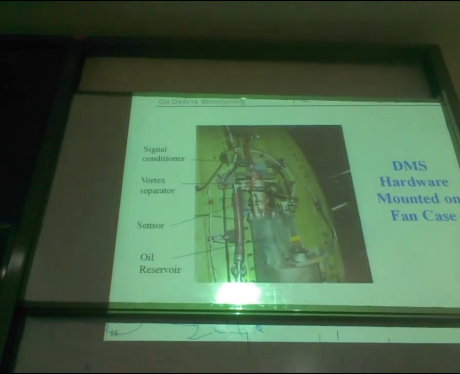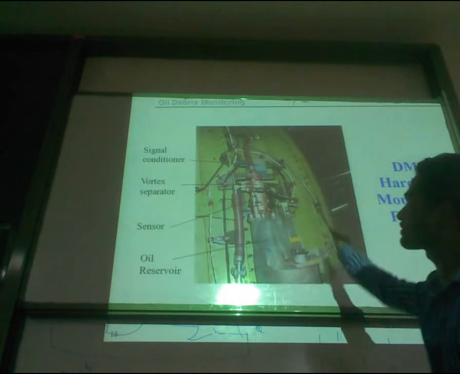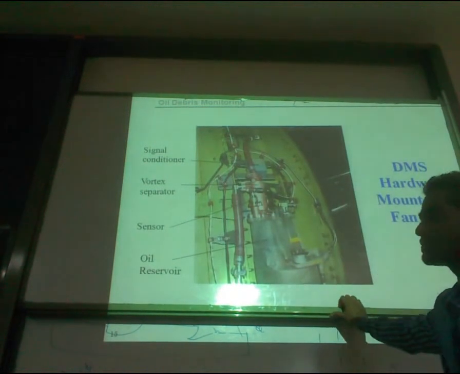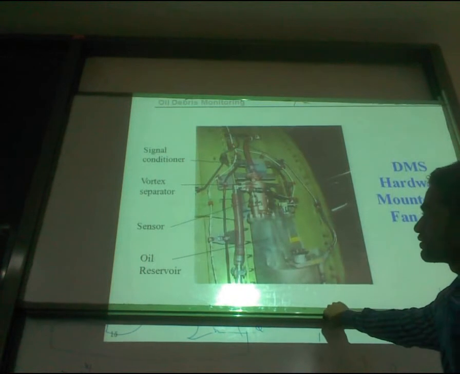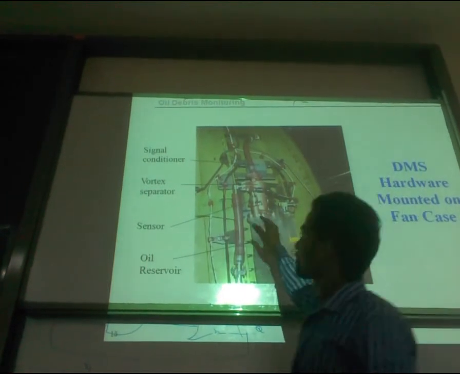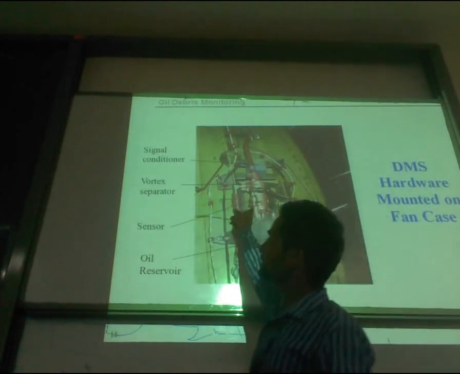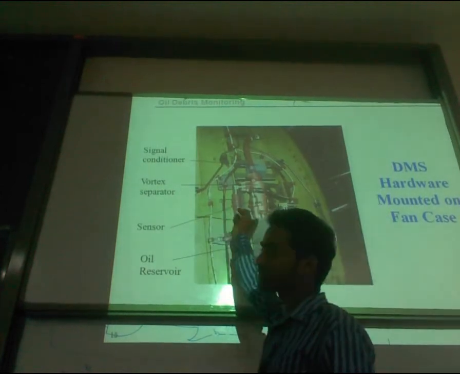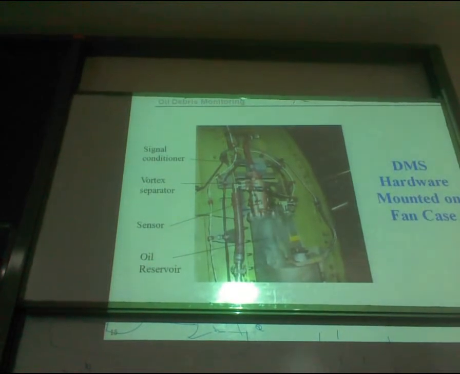This is the exact location of the oil debris monitoring system. This is the outer cover of the engine on which the entire system is mounted. You can see the oil reservoir upon which the oil debris sensor is mounted, and this is connected to the vortex separator, and after that it is connected to the signal conditioner.